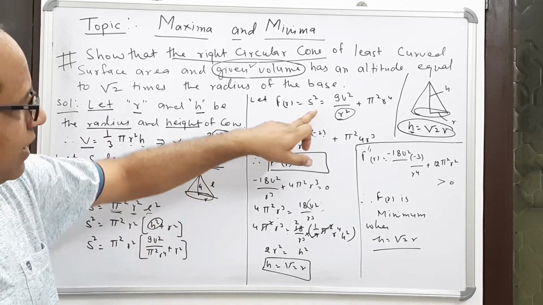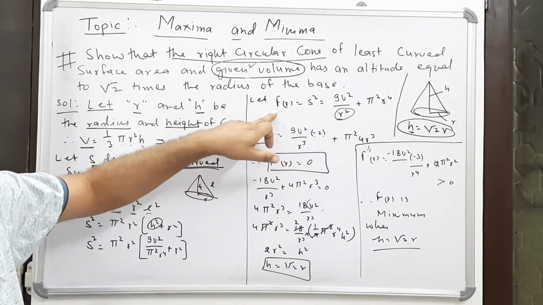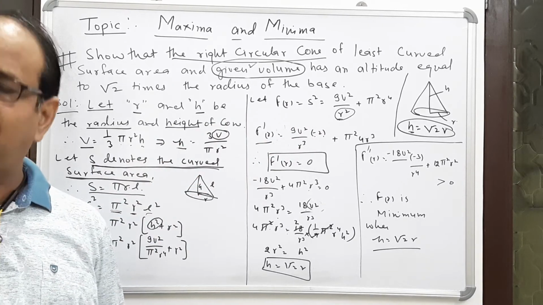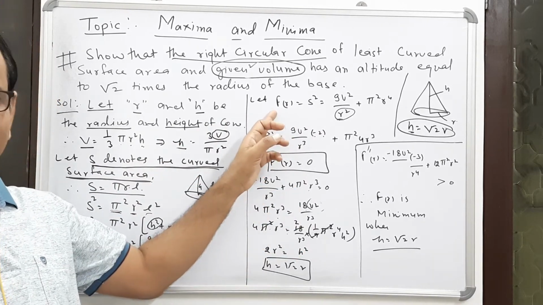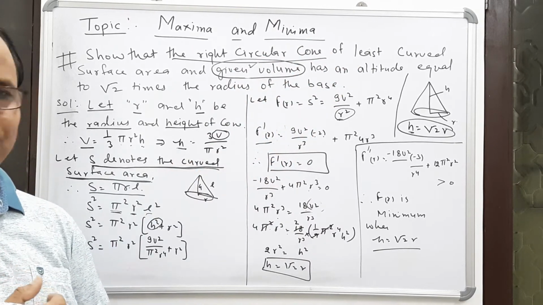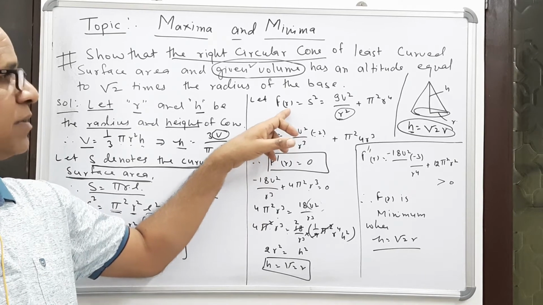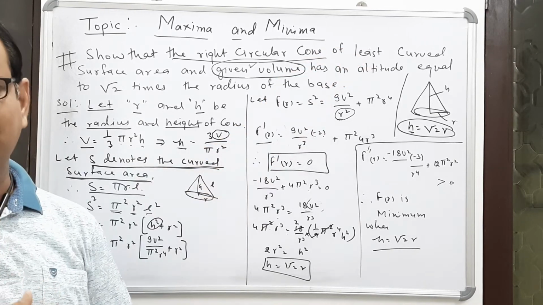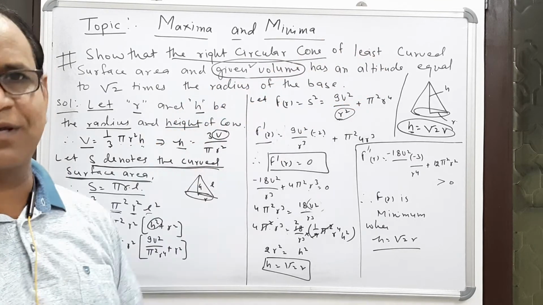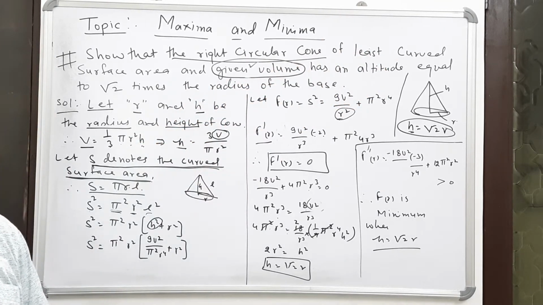Now, I am taking this S square as f(r), because whenever S square is maximum, that is, f(r) is maximum, the curved surface area will also be maximum, and when it is minimum, the curved surface area will also be minimum. But here we are concerned with the least curved surface area, which means we have to prove that it is minimum.